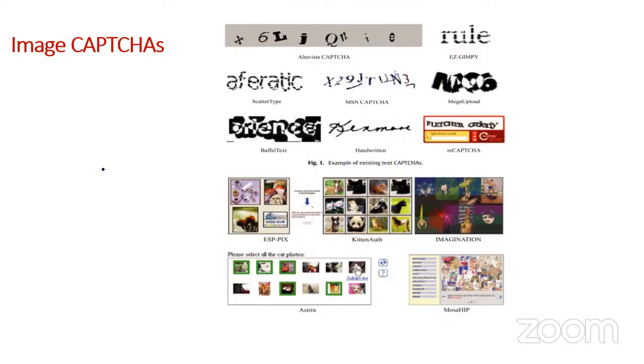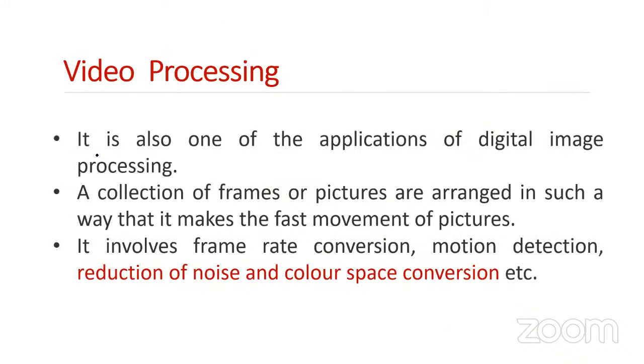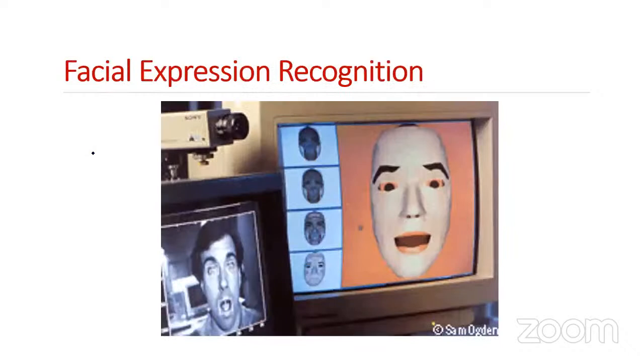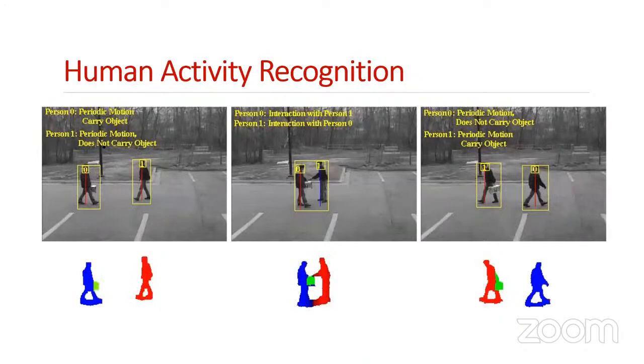applications, we can go for image processing with the help of neural networks or deep learning techniques. And video processing also, we require images, noise reduction, all those things. And facial expression recognition also, we can use image processing techniques. And human activity, we have cameras nowadays everywhere, so there we can go for human activity recognition. There also image processing plays a vital role.